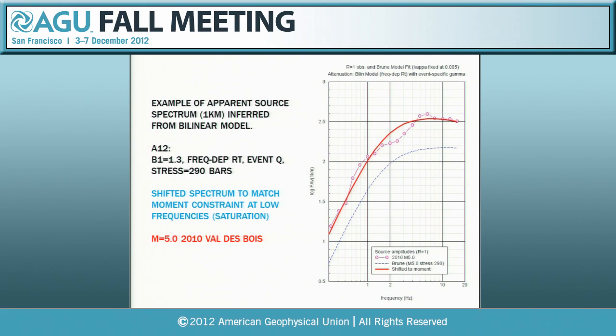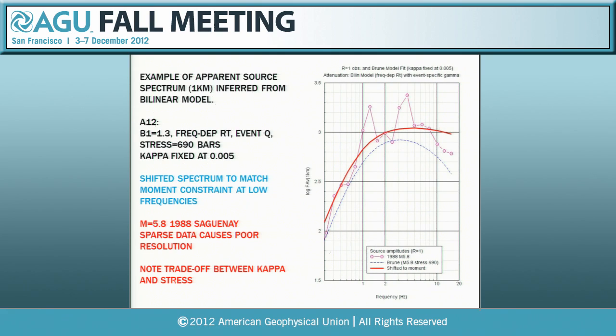Next. I'll just scan these quickly. That's the magnitude 5 Val-des-Bois spectrum. And then finally, that's the Saguenay spectrum. And you see, by the time you get to Saguenay, 1988, the data were pretty ratty. And so you get a ratty-looking source spectrum and a suggestion that maybe it has a fairly high kappa or high-frequency roll-off. And that sort of raised an interesting question that I show briefly on the next slide.